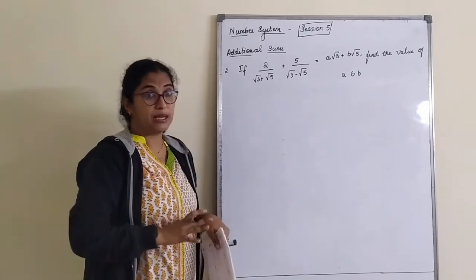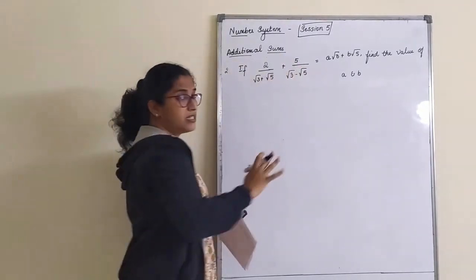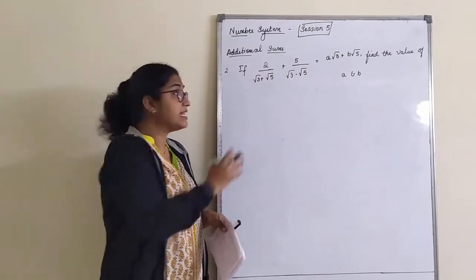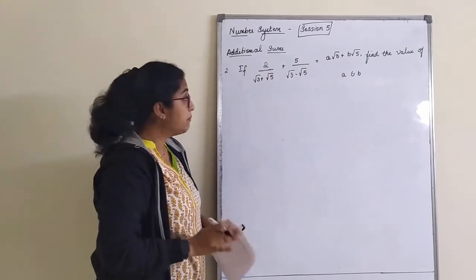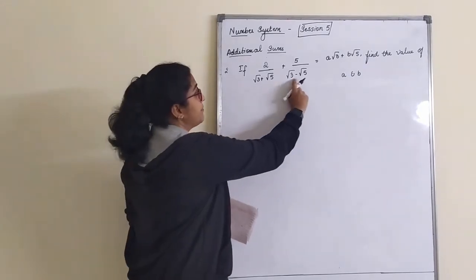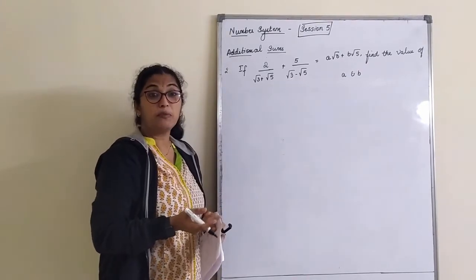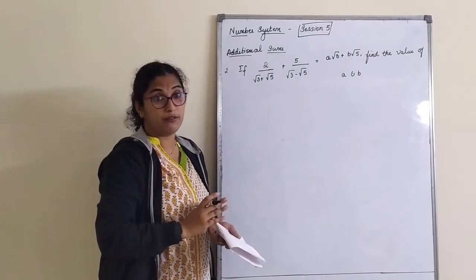So when you have such a sum, whenever you look at such numbers, it is understood that we have to rationalize them individually and then add them. That is the first step. But look at the denominators here: root 3 plus root 5, root 3 minus root 5. It is of the form a plus b, a minus b. It is very easy for us to take the LCM and solve it, right?